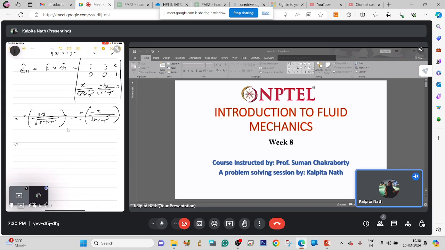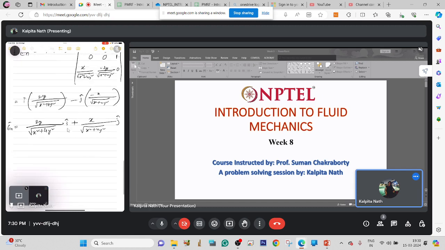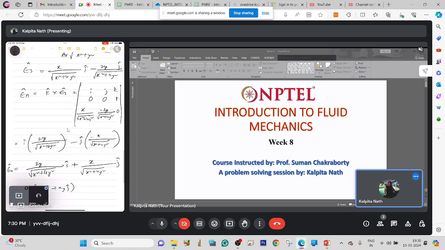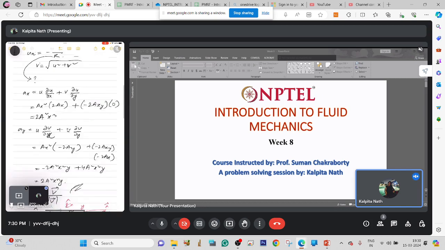So this is equal to epsilon n cap. So we already found that out, right? So this will be 2y by root over x square plus 4y square I cap plus x upon root over x square plus 4y square j cap. Now a vector is equal to a x I cap plus a y j cap. So a n will be the dot product of acceleration and epsilon n cap, where we have written that earlier, right?